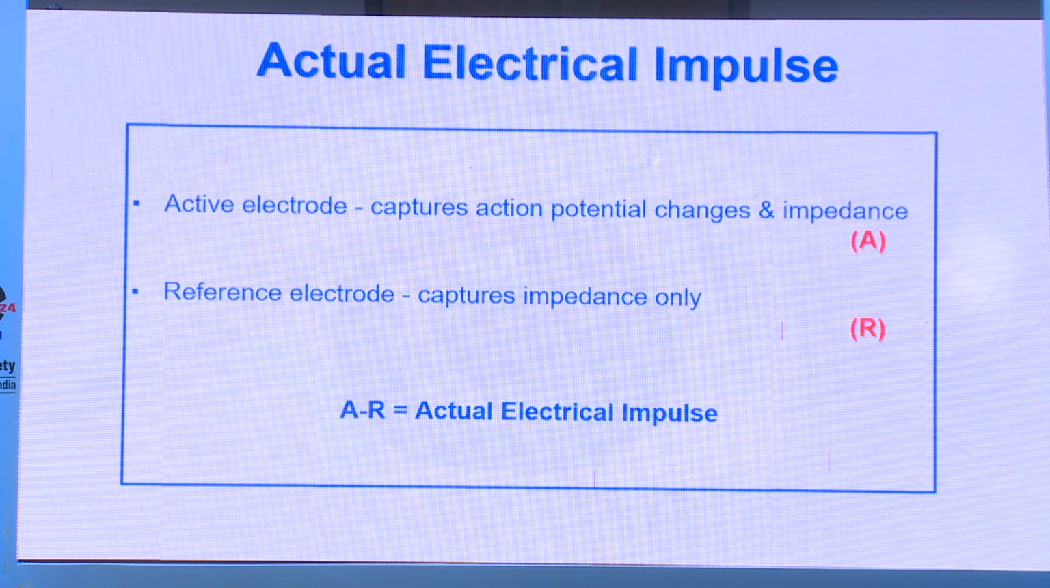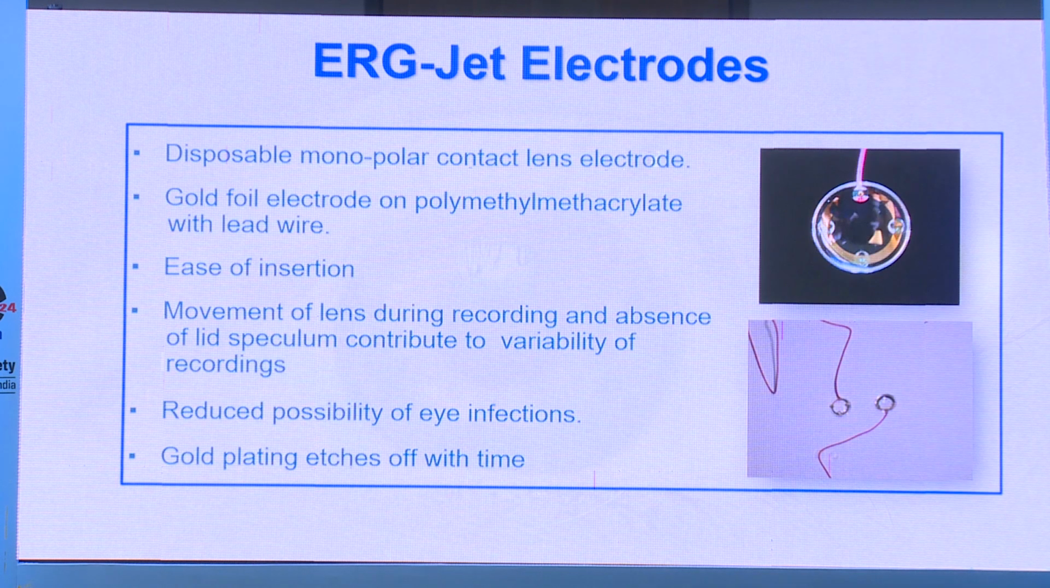Now, what is the actual electrical impulse that the ERG calculates? It is the impulse that is captured by the active electrode, which has got two things. First is the potential changes and the impedance, and the reference electrode, which captures the impedance only. Now, subtracting this, that is E minus R, actually gives us the actual electrical impulse.